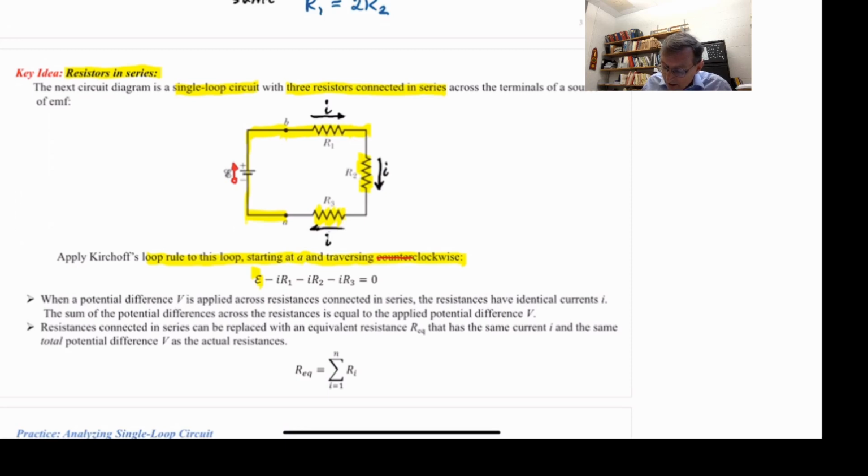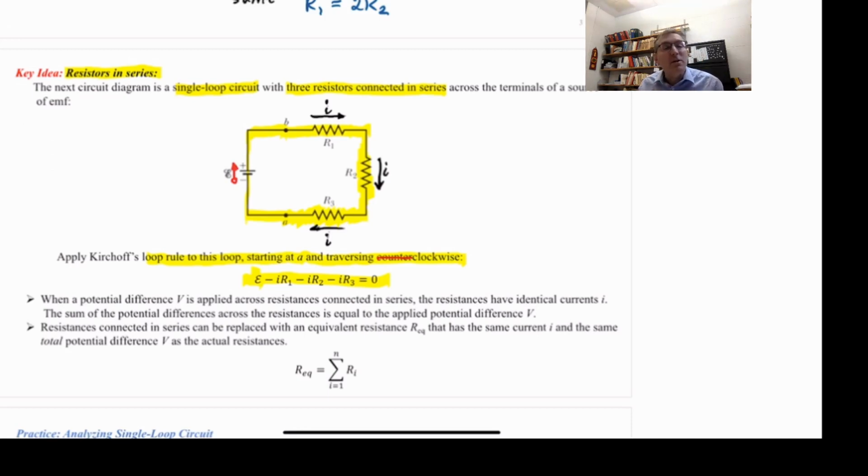Then we go through the resistor R2 in the direction of the current. So that's a potential drop. So minus, and how much? I times R2. Then we go through resistor 3 in the direction of the current. So another minus, how much? I times R3. And then we're back to point A. So stop, and the total must equal 0. And there's the formula you get from applying the loop rule, conservation of energy.